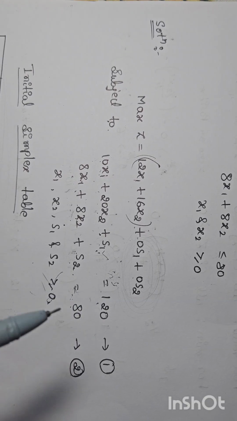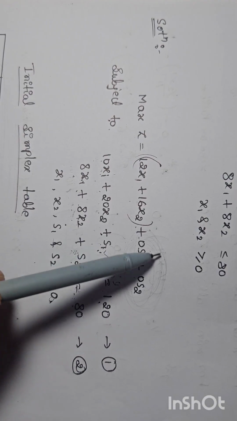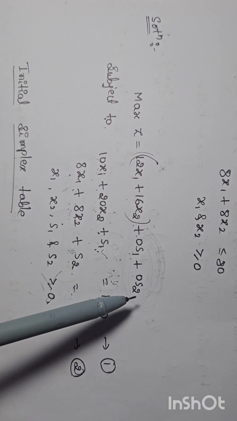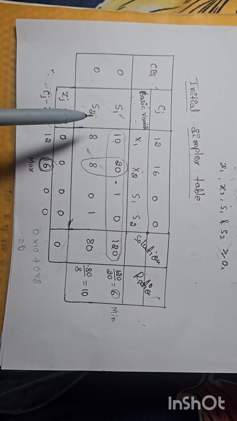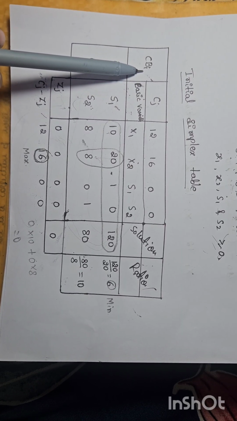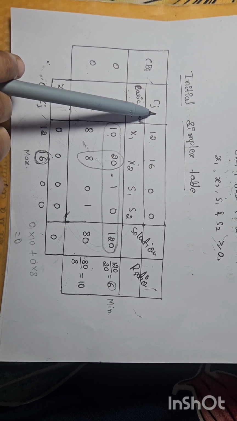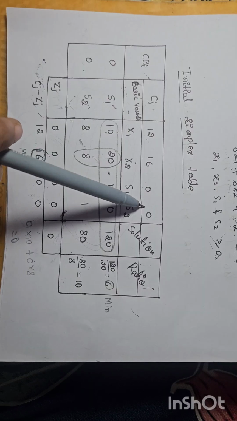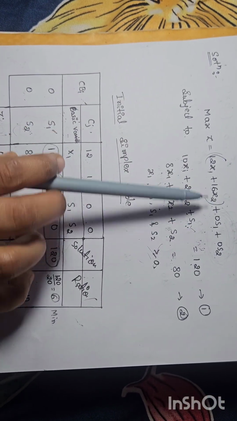Here we need to add these two slack variables, s1 and s2, in the objective function. Let us see how I am going to frame the initial simplex table. See, CBI is there. CBI is nothing but the coefficient of the basic variable. Cj is nothing but the coefficient of the objective function. So the coefficients of the objective function are 12, 16, 0, 0. This is the objective function.